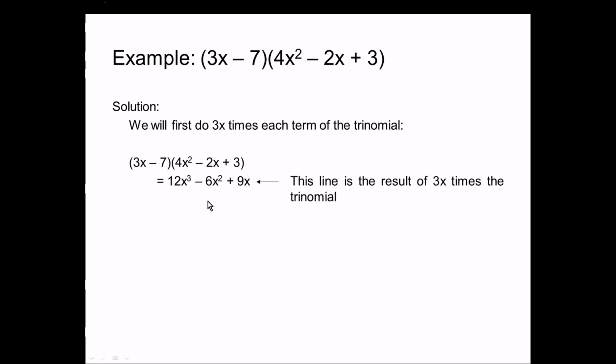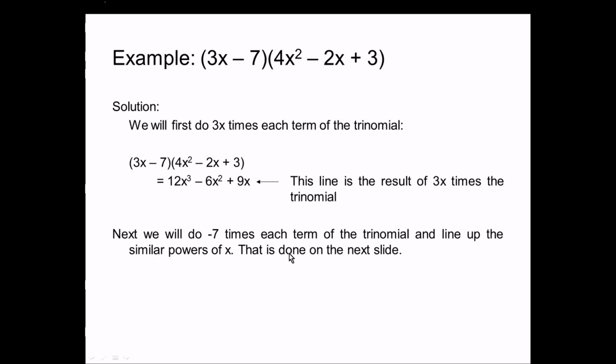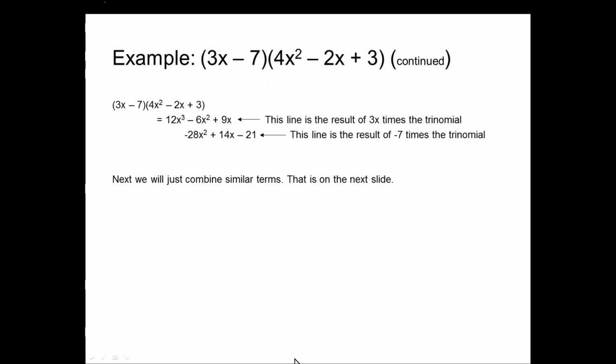Okay, I'm now going to go to this next line, and I'm going to distribute minus 7. So we go minus 7 times each term. And I'm going to line up the similar powers of x, because notice, it's going to start off with negative 28x squared. So it's going to line up under the x squared term here. So let's do that on the next slide. So I'm going to have negative 28x squared plus 14x minus 21. The x will line up here, the 21 will sit here by itself. So again, the negative 7 distributed to each one of those terms gave me this line. And now we just combine similar terms.